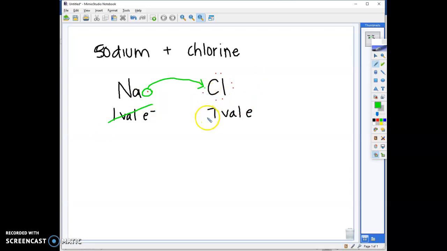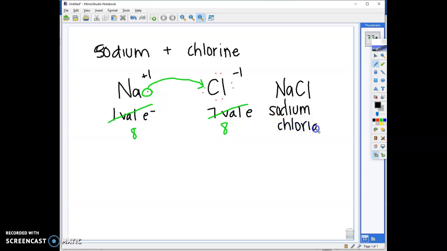Chlorine now has 8 valence electrons because it took this 1 from sodium, so it's happy. Because remember, we want to satisfy the octet rule. We want them to have 8 electrons in their valence shell. So since sodium has lost an electron, it has a positive charge now. It has more protons than electrons. So it's going to be +1. And chlorine took an electron, so its charge is going to be -1. And so our new chemical formula for this is going to be NaCl. And just to kind of practice our naming, that's going to be sodium chloride.